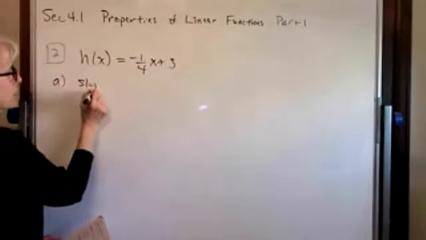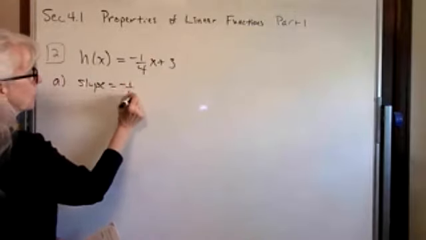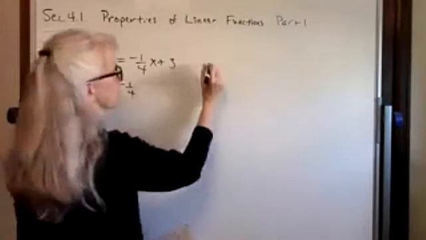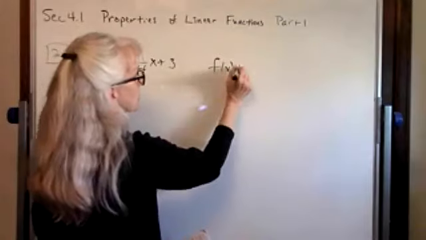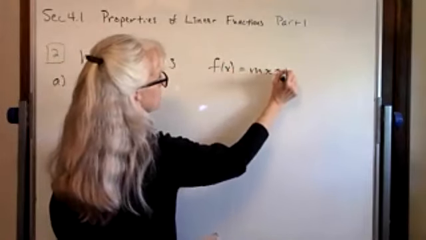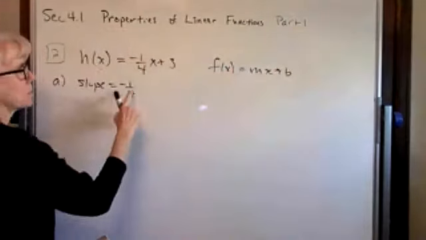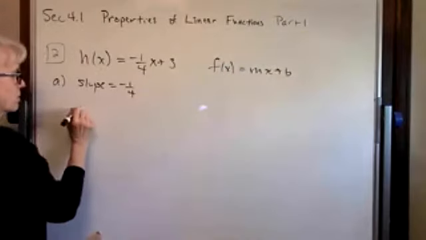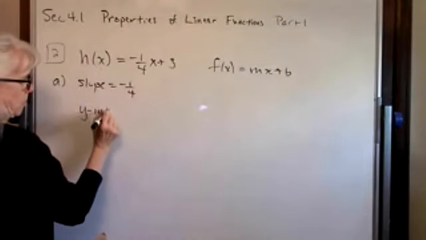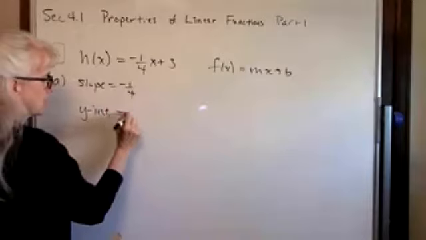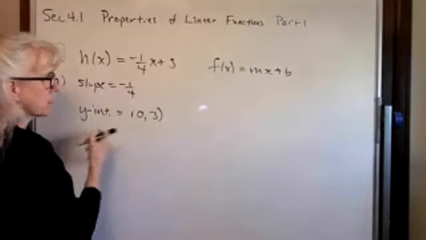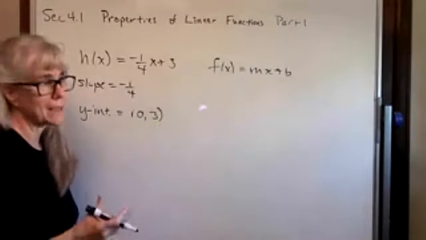and the y-intercept. Well, the slope is the negative 1/4. That's that coefficient. And again, what we're mimicking here is f of x equals mx plus b. So we know that m is the coefficient on x. The y-intercept is b, which in this case is (0, 3). Notice I'm going to write it as a point because the y-intercept is a point.